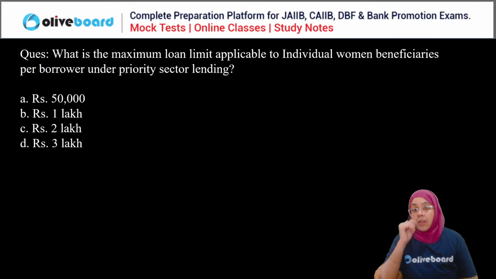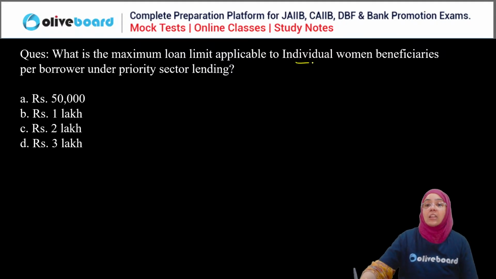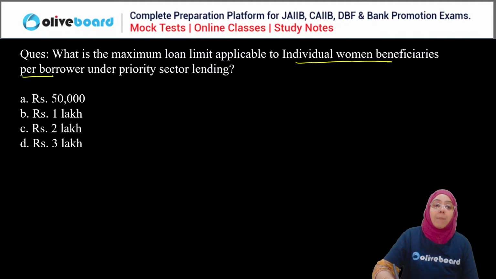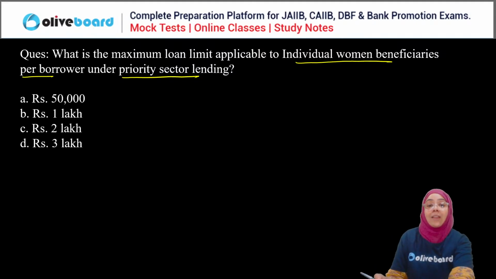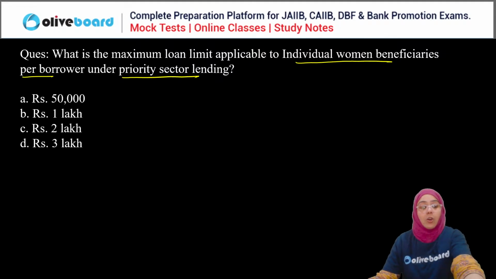Now, next question. What is the maximum loan limit applicable to an individual woman beneficiary per borrower under the priority sector lending? What is the limit of the amount which is given to the woman beneficiary per borrower under the priority sector lending? Everyone, please answer this question. So the correct answer is what?